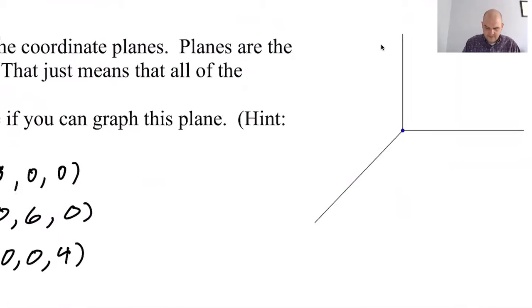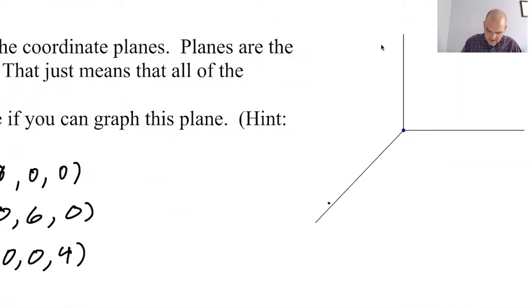Here's what we're going to do. On the x-axis, I'm just going to make a tick mark and say that it is at 8. All right, so this is x, this is z, and then this is y. On the y-axis, I'm going to make a tick mark and say that it's 6.